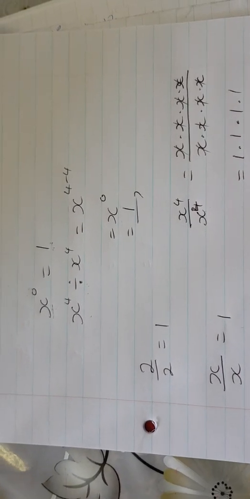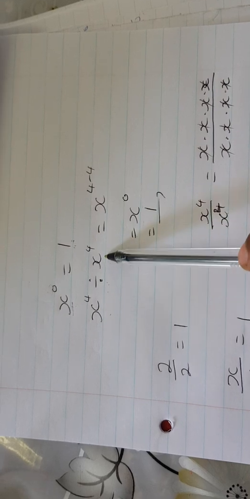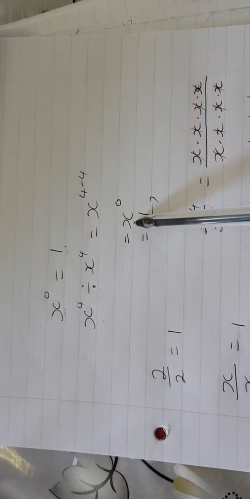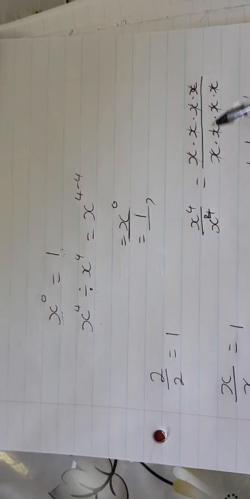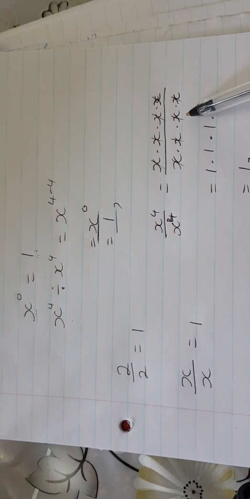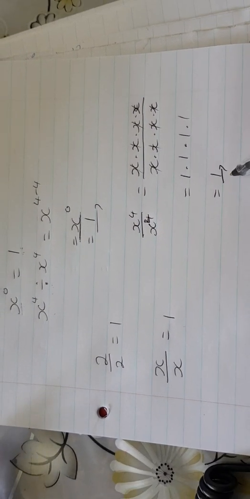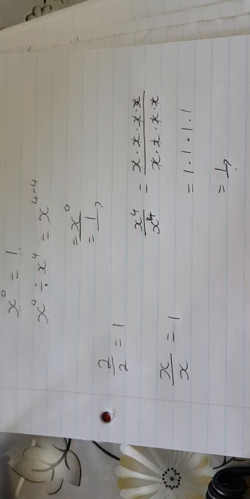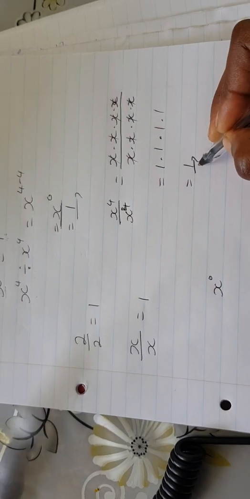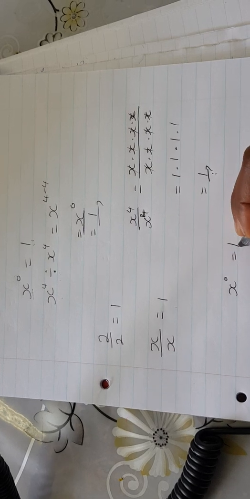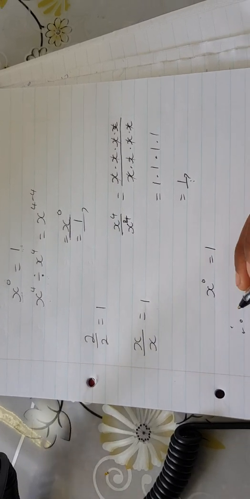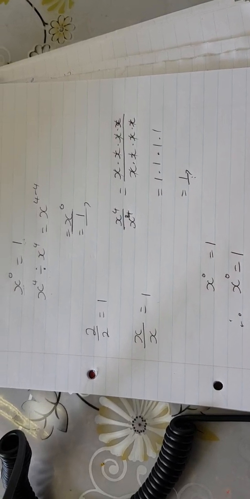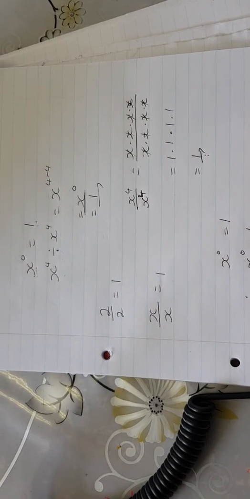So this shows us that when we apply the laws of exponents, x to the exponent 4 minus 4 gave us x to the exponent 0. And when we expand it, we divide it, and then we get 1. Therefore, we have a strong case. We can say any number to the exponent 0 is equal to 1. You see that, guys? So let me do another example.